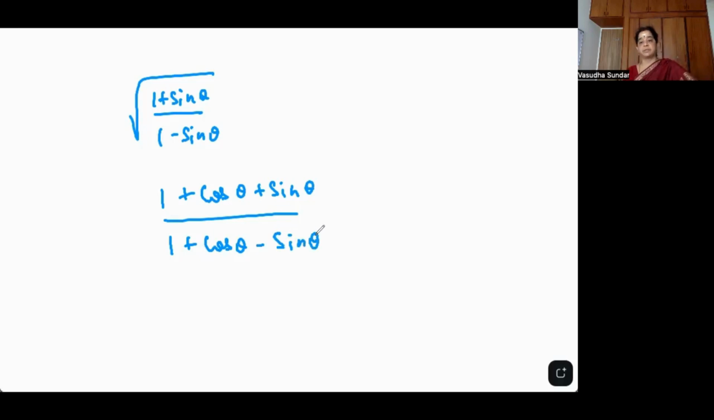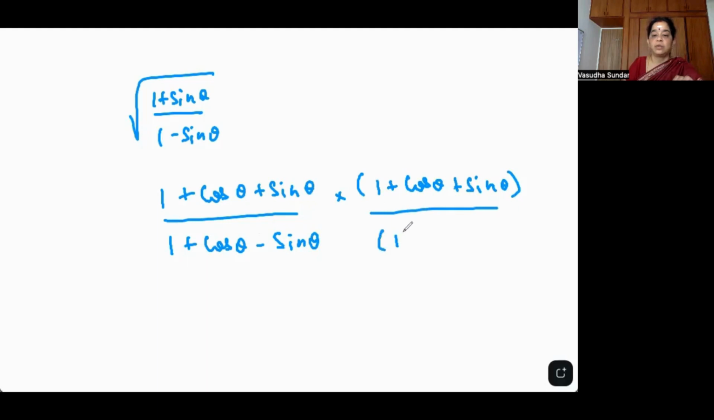Suppose this is the problem here. These are not irrational numbers. They don't have a square root, isn't it? But how do you do such a problem? These problems can be a little challenging. So what you do is you multiply and divide by the conjugate of this, that is 1 plus cos theta plus sine theta, by 1 plus cos theta plus sine theta.